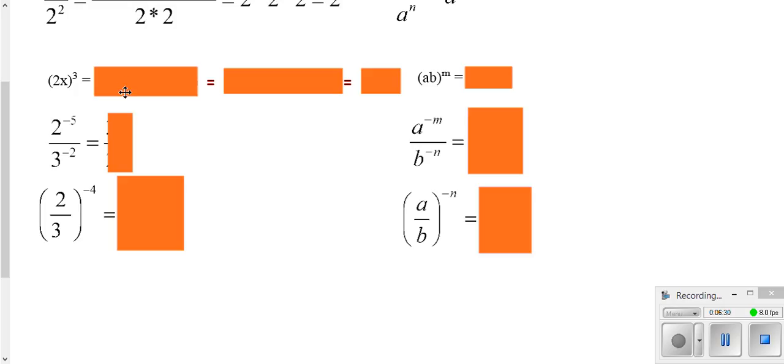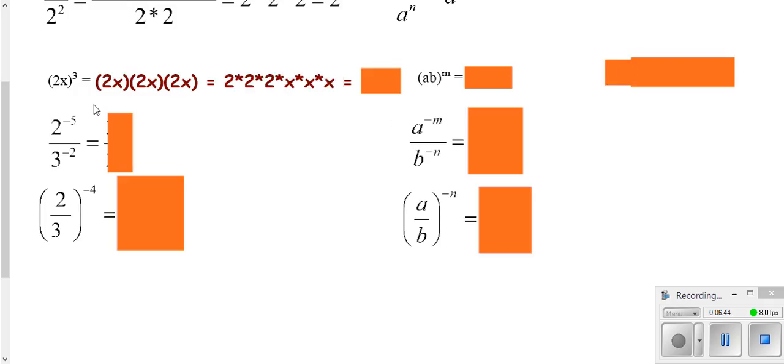So as you look down here, we have a 2x all cubed. So that means it's going to be 2x, 2x, and 2x because it's 3 times showing up, which really means it's 2 multiplied together 3 times and x multiplied together 3 times. So you could write it as a 2 cubed and an x cubed. So when it's multiplication or division on the inside, you can take your exponent and apply it to each one.